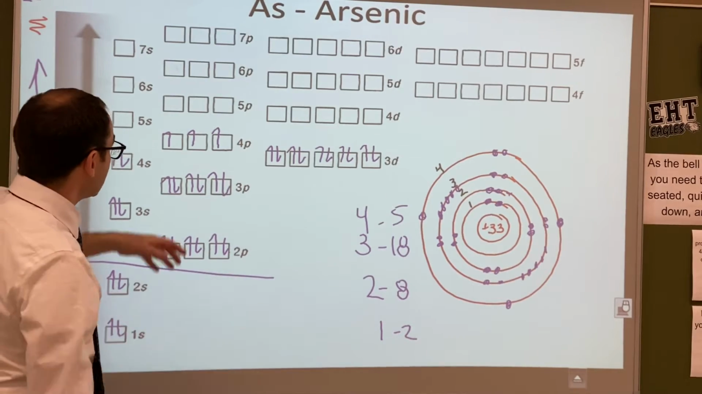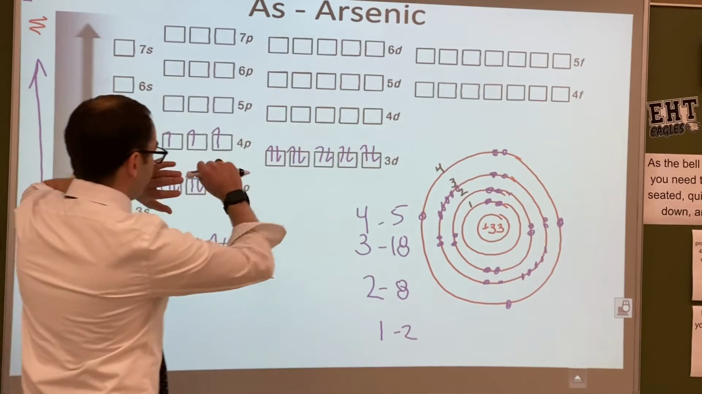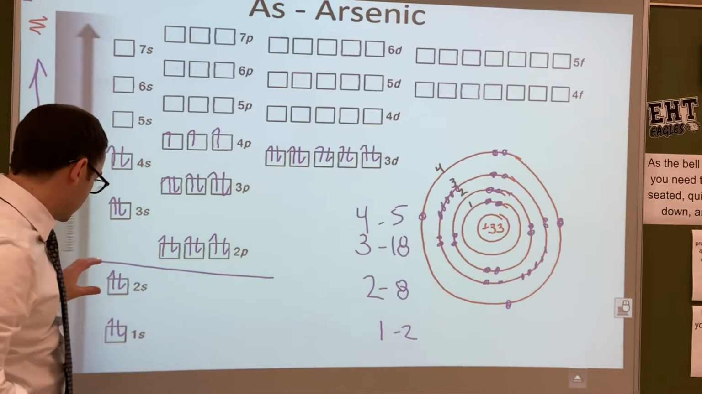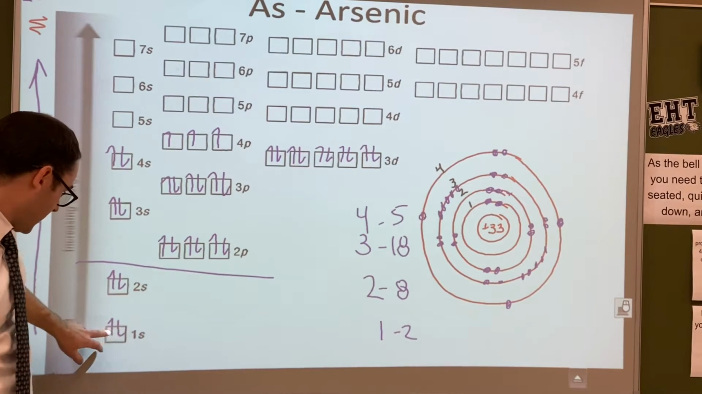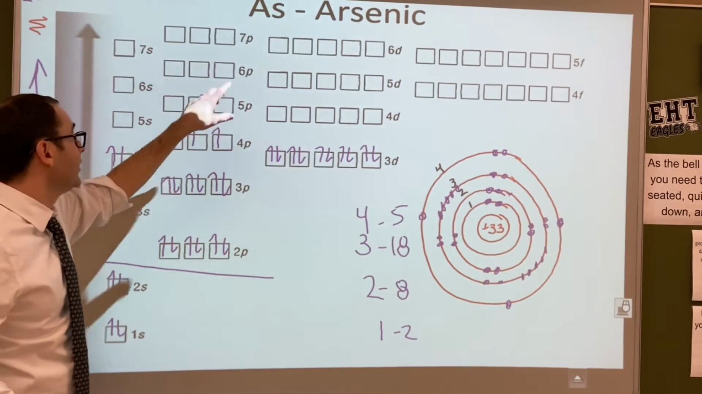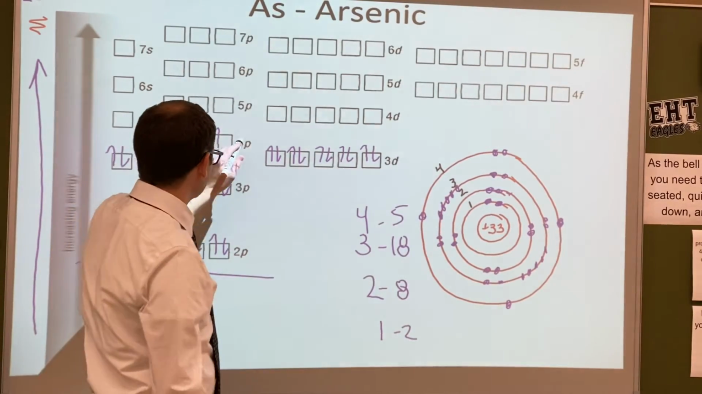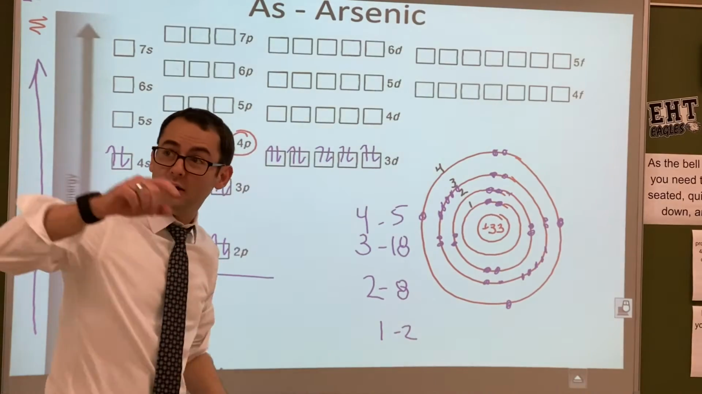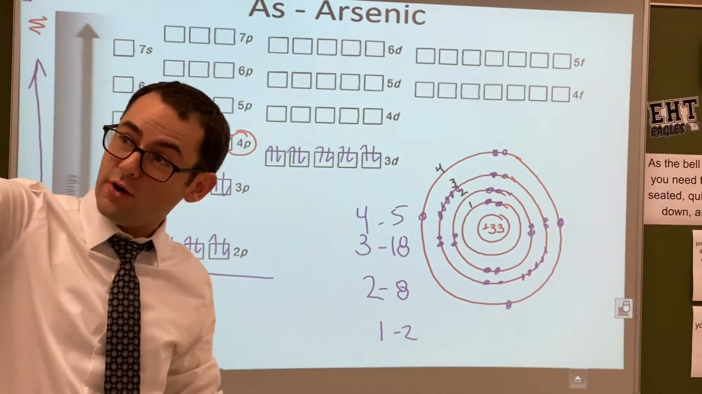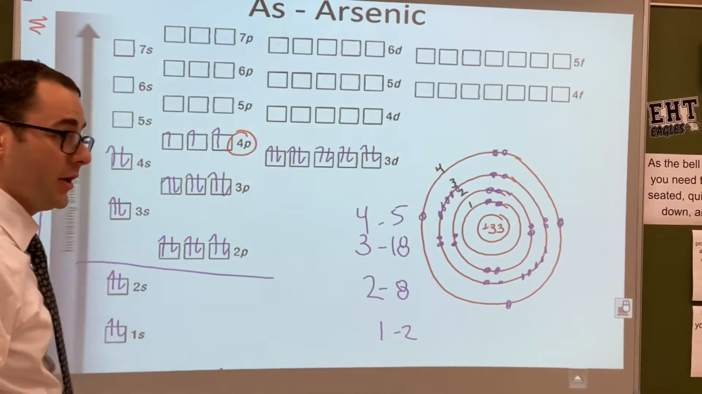Okay, so last time we filled this in for arsenic. We started at the bottom, and these represent the electrons. We filled it in, and we got all the way up to the last spot for arsenic, which is 4p3. If you look on the periodic table and go across, that's where its coordinate would be.